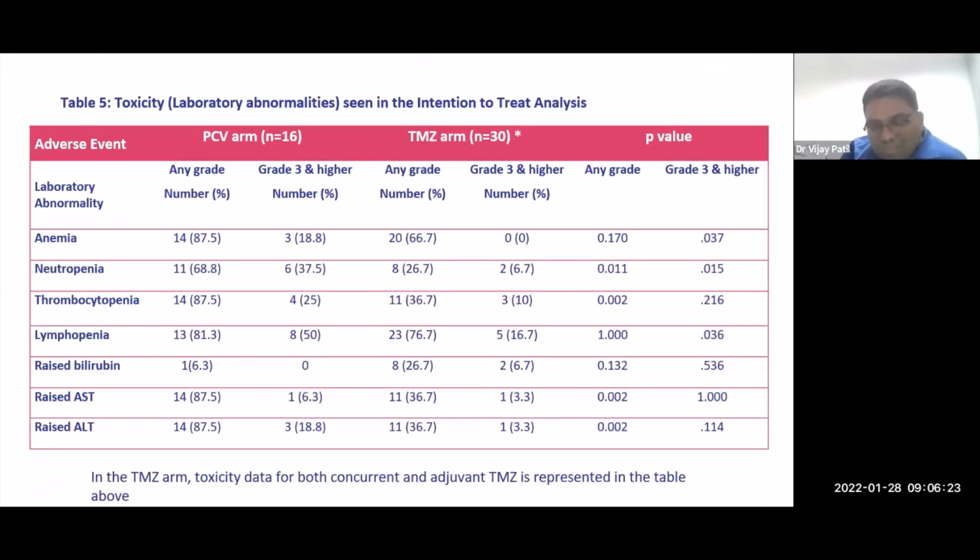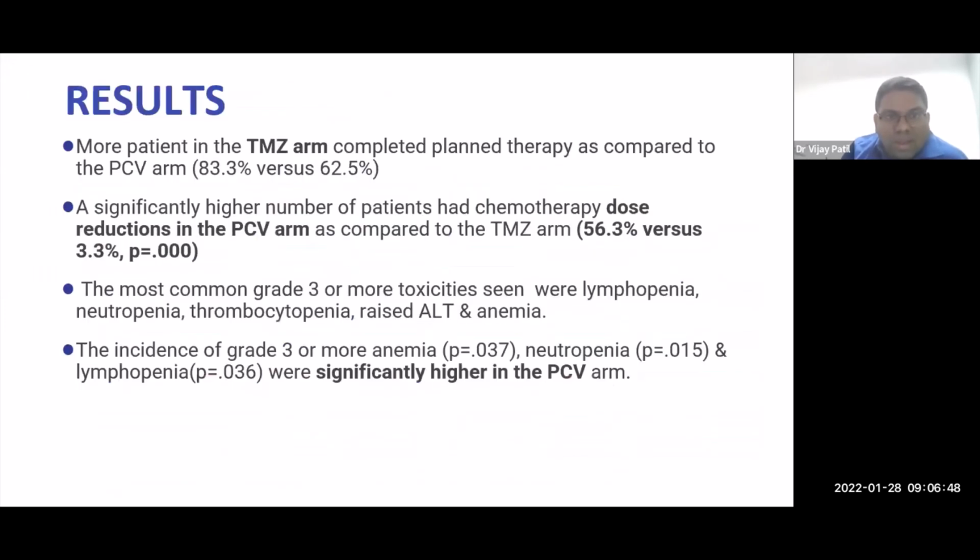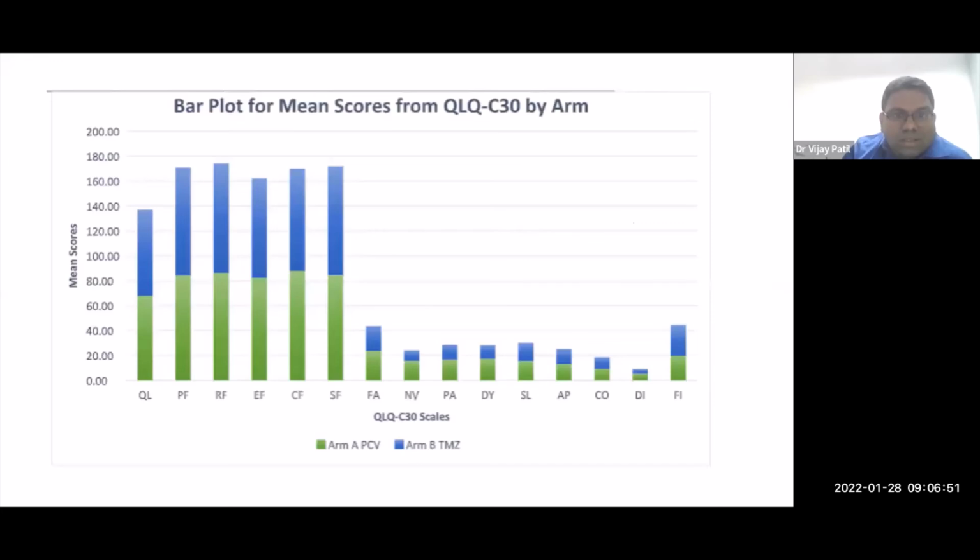So what I'm trying to suggest to you is that yes, in a high volume center, most of your patients will complete your PCV regimens. What are the kind of side effects which you see with PCV? Mainly myelosuppression, lymphopenia, raised LFTs, and neuropathies. You would also see some febrile neutropenia, as seen in this study.